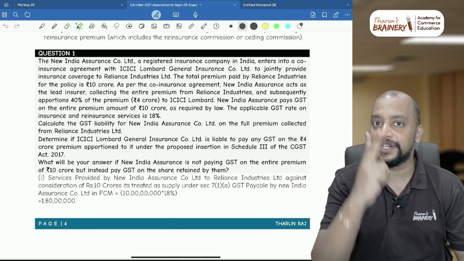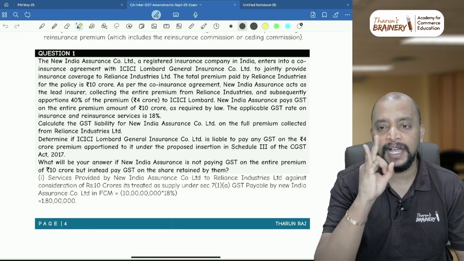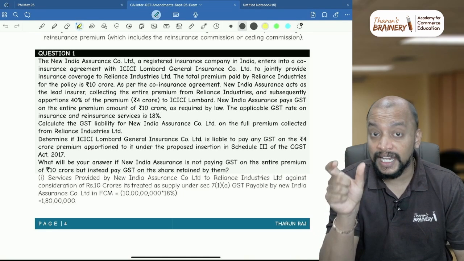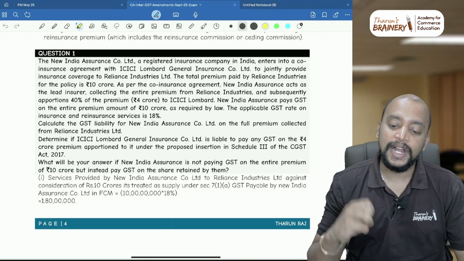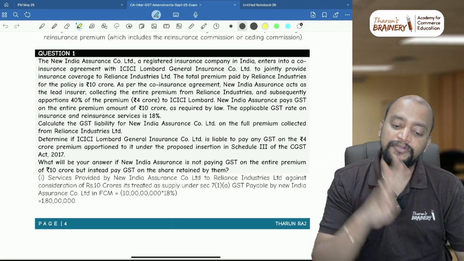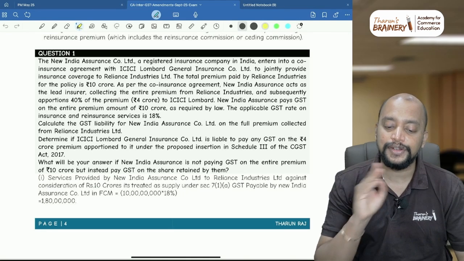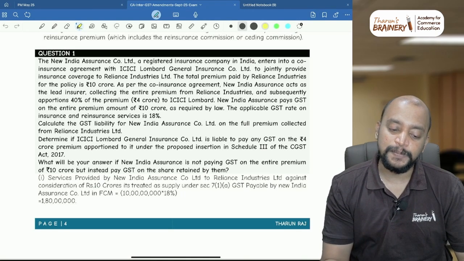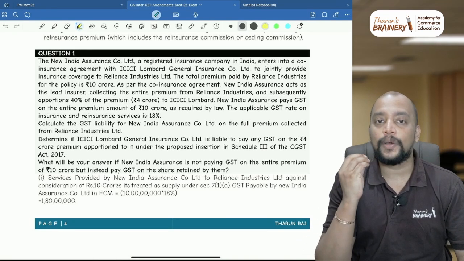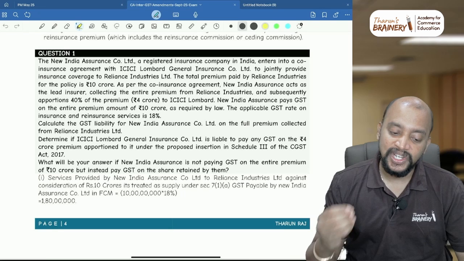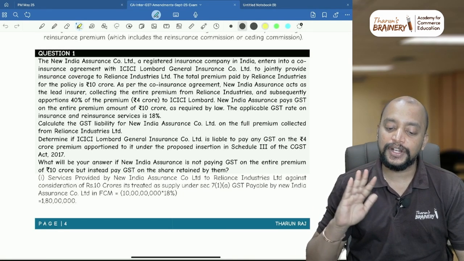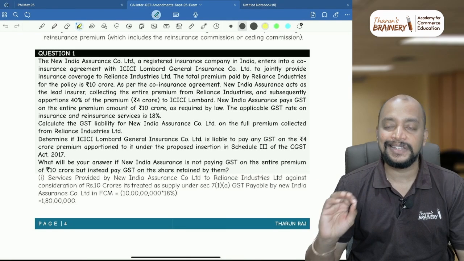So basically two insurance companies, New India and ICICI Lombard, provide services to Reliance Industries. The total amount of premium is 10 crore. New India Assurance acts as the lead insurer. They collect 10 crore and 40% of the premium, 4 crore, they are giving to ICICI Lombard. New India Assurance pays GST on the entire premium amount of 10 crore as required by the law. The applicable GST on insurance and reinsurance is 18%. Calculate the GST liability for New India Assurance on the premium collected from Reliance Industries Limited.